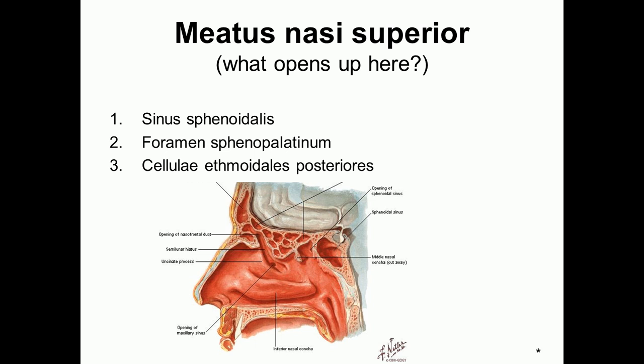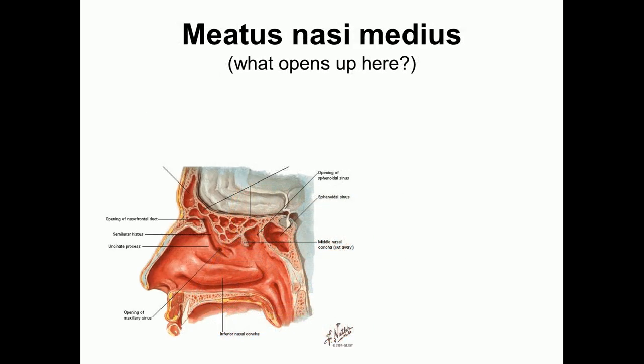Then another question: meatus nasi medius, what opens up here? It's interesting. Meatus nasi medius is located here, and sinus frontalis is opened to meatus nasi medius. Sinus frontalis, number 1. Sinus maxillaris. It's interesting. Here it is, the opening of sinus maxillaris. Do you see that it's a very small opening?